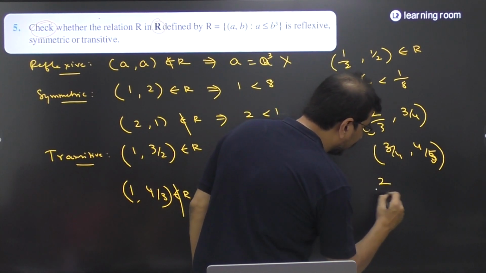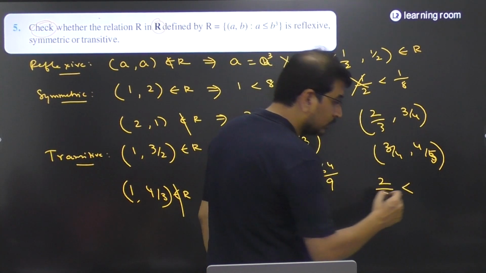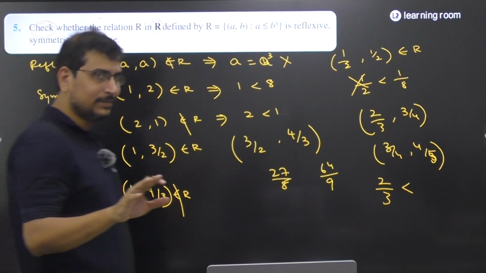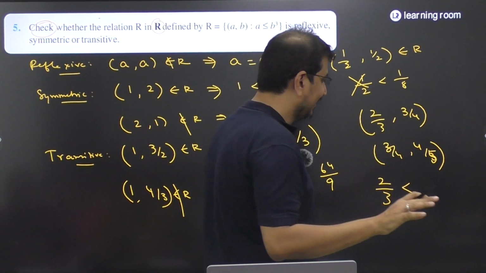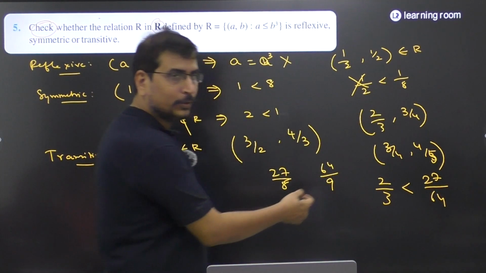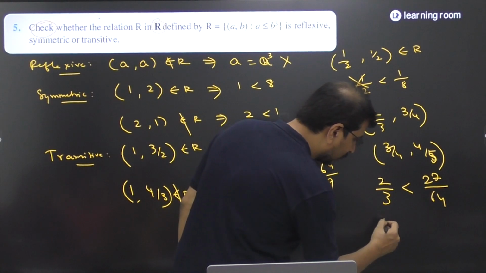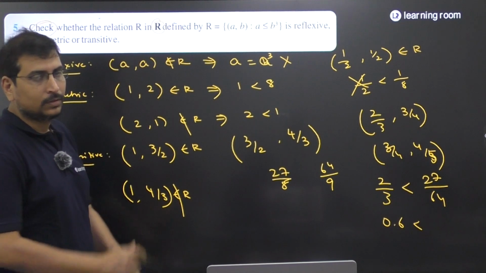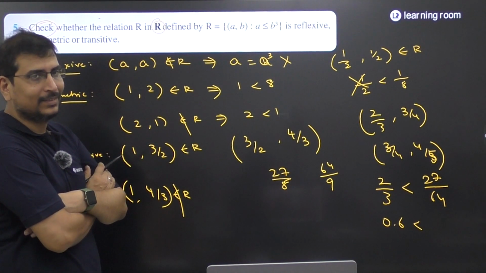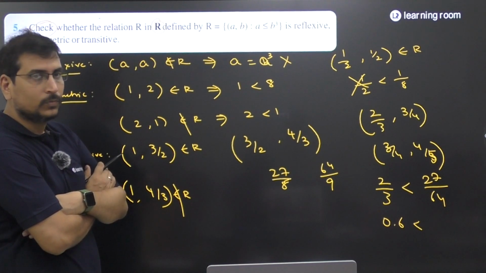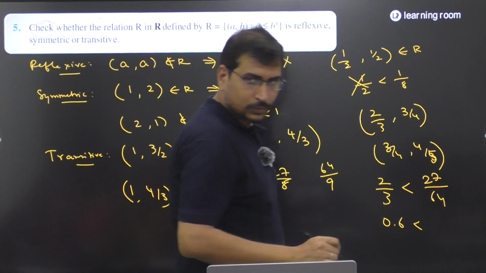So, 2 by 3 is less than the cube. Cube. Wait. Working. 27 by 64. 2 by 3 is 0.6, less than 27 by 64. Big number, no? Which one? Not working. So none of you could crack it.